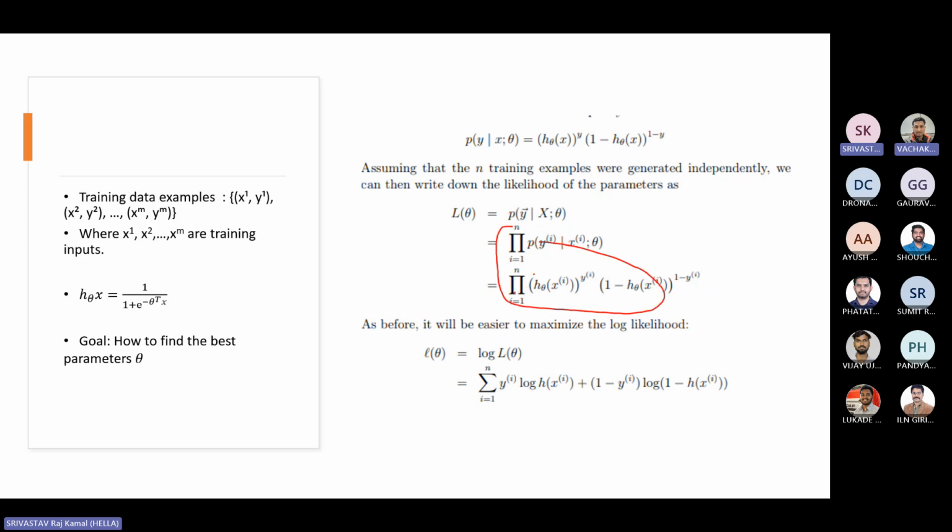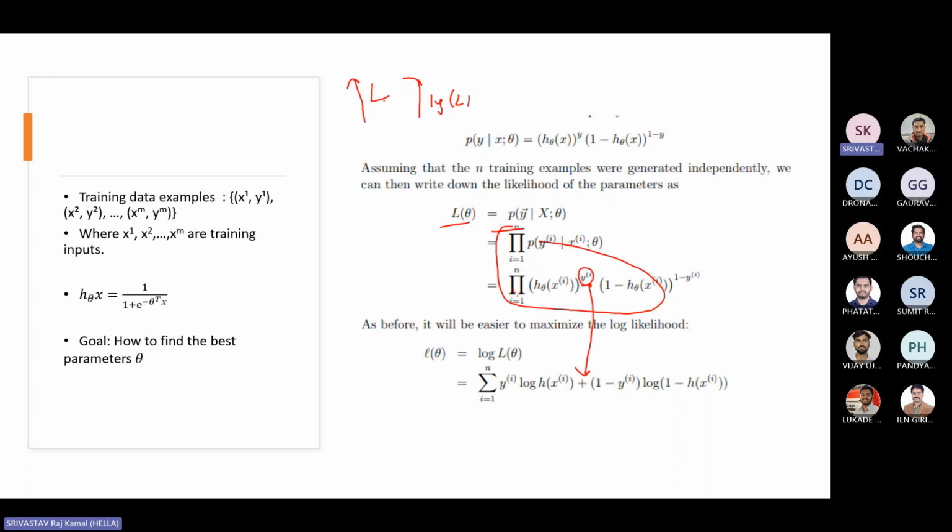Working with a product is very difficult because the differentiation is very hard. To make things easier, we take the log of both sides. The assumption is very simple. If you maximize the likelihood L, then log L is also maximized. It's monotonic. When you take the log, all the multiplications are converted into plus.